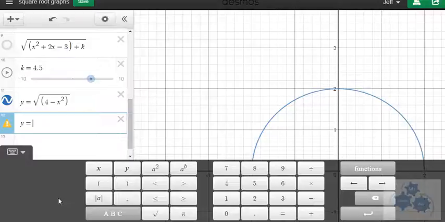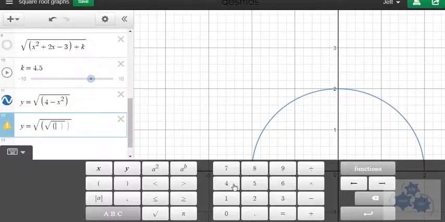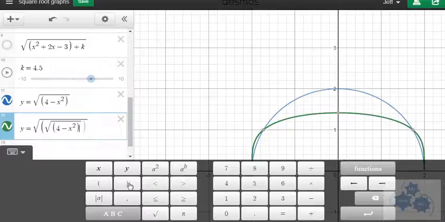could we just do square root twice? Like square root of 4 minus x squared? Would that work? I don't know, let's try it. Square root of, put the brackets in there, square root of 4 minus x squared, bracket, bracket.